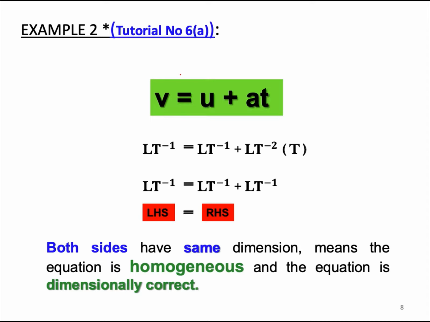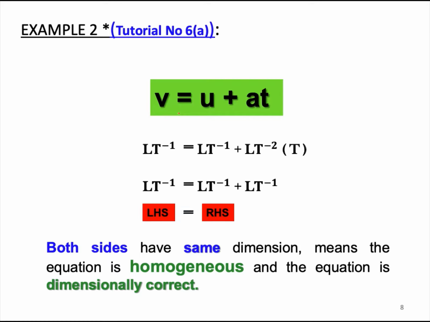So there is one equation which is v equal u plus at, where v and u are velocities, a is acceleration, and t is time. The question is, is the equation dimensionally correct? To know whether this equation is dimensionally correct or not, we will use the concept of dimensional analysis.